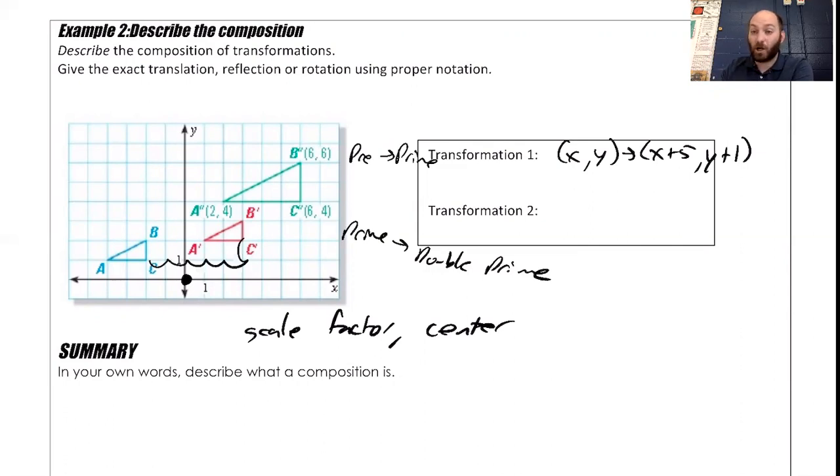Well, I can see it's an enlargement. Oh, I also need to do that. I need scale factor, center. I need to say if it's an enlargement or reduction. Okay, so it's one of those 2, scale factor, center. Easiest way to do this is just compare a side length. So for example, B prime to C prime is 1, B double prime to C double prime is 2. That's it. I'm enlarging.